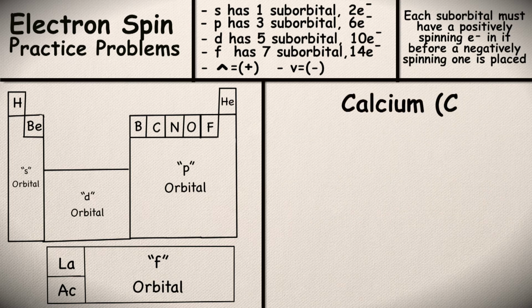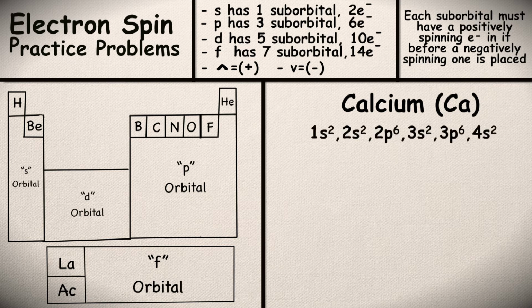Okay, let's go to calcium. Calcium is found in the S section of the periodic table, and it has 20 total electrons. Its quantum number is 1s2, 2s2, 2p6, 3s2, 3p6, 4s2. Okay, so its valence shell is the s orbital, the 4s. Okay, so that means it's going to have 1 suborbital. It can have 2 total electrons, which it does because it's 4s2. So we're going to have 1 positively spinning electron in this orbital and 1 negatively spinning electron in this orbital.